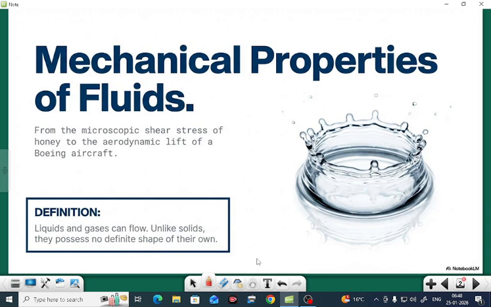Hello everyone. Today we shall discuss the mechanical properties of fluids, from the microscopic shear stress of honey to the aerodynamic lift of a Boeing aircraft. Definition: liquids and gases can flow. Unlike solids, they possess no definite shape of their own.